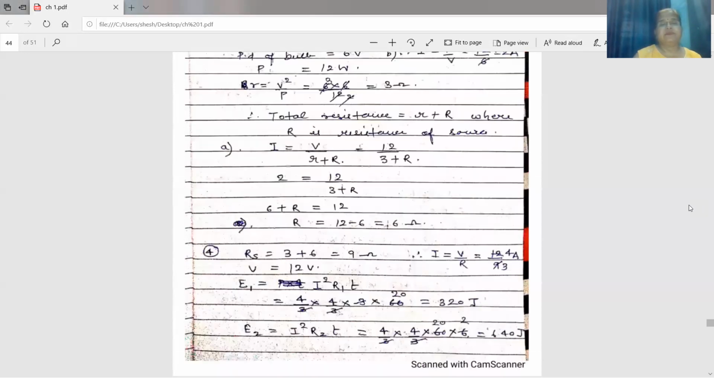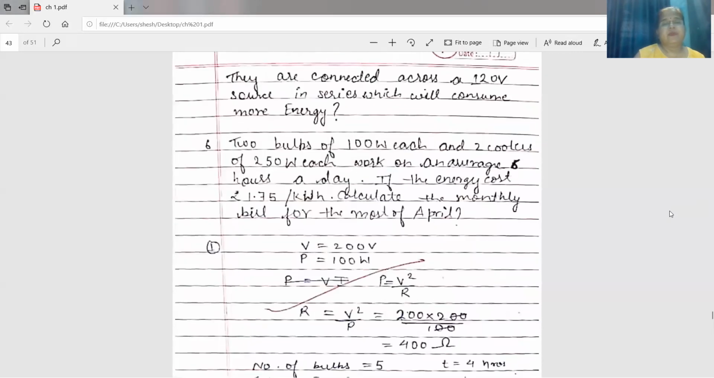Number 6. Two bulbs of 100 watt each and two coolers of 250 watt each work on an average 6 hours a day. If the energy costs rupees 1.75 per kilowatt hour, calculate the monthly bill for the month of April.